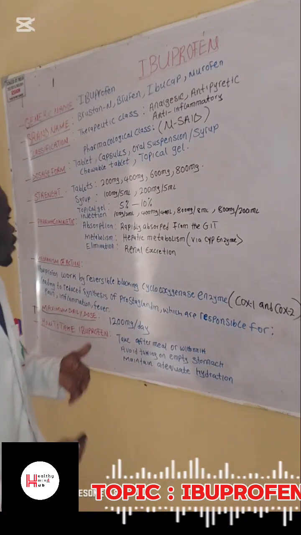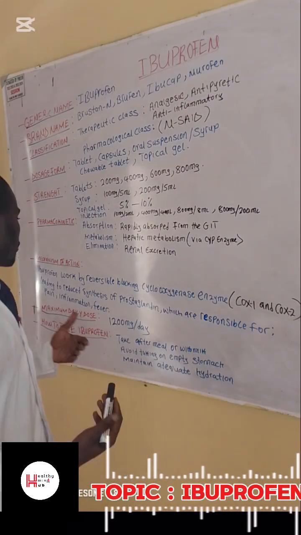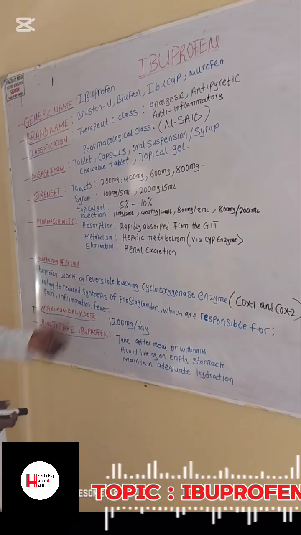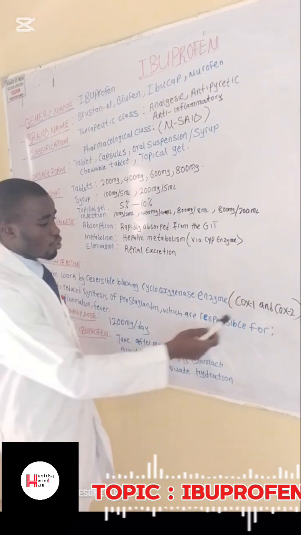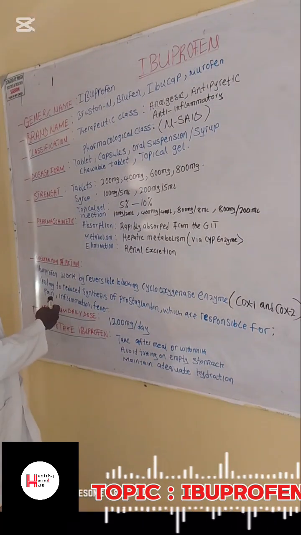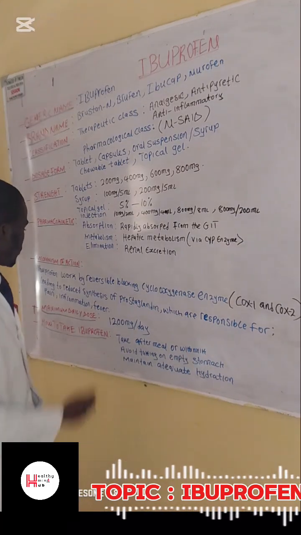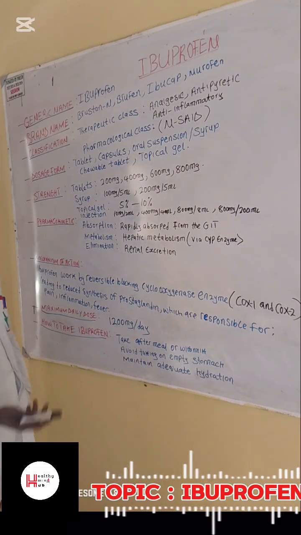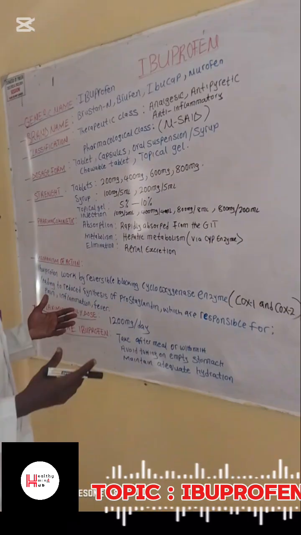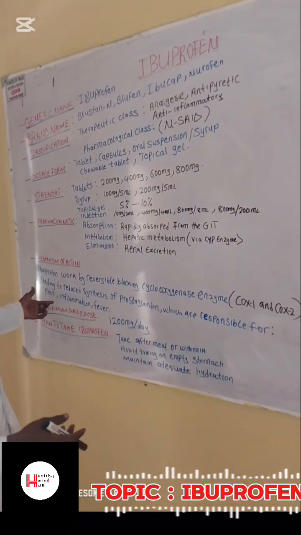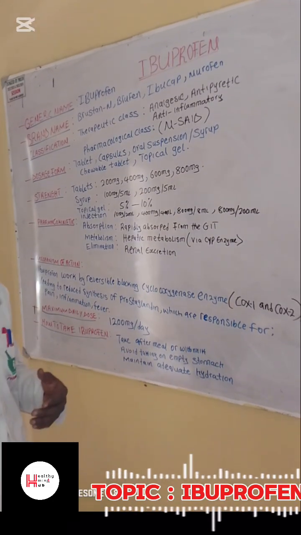Now, what is the mechanism of action? What are the actions that take place in our body when we administer ibuprofen? Ibuprofen works by reversibly blocking cyclooxygenase enzymes, COX-1 and COX-2, leading to reduced synthesis of prostaglandins, which are responsible for pain, inflammation and fever. So ibuprofen has three main effects: pain, inflammation, and fever. That means it has more effects than paracetamol.